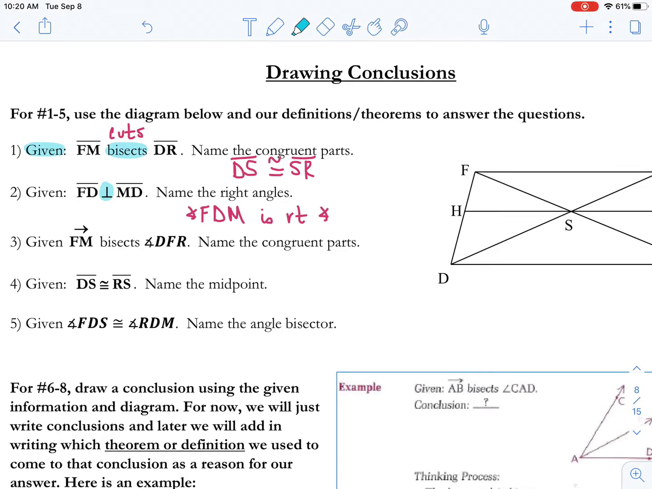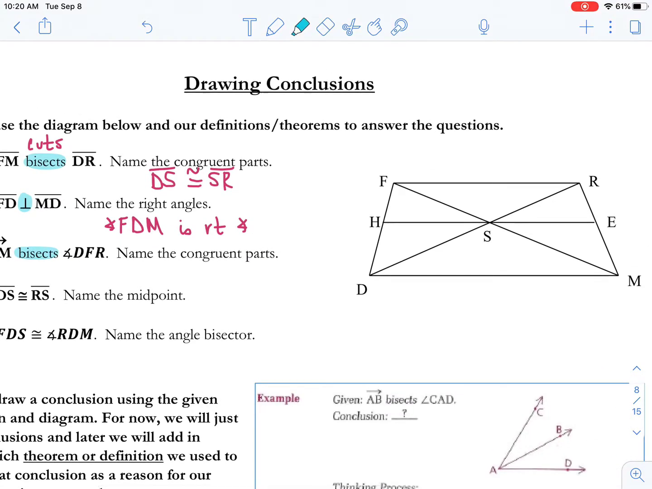Number 3, ray FM bisects angle DFR. Because of that word bisect, we know that if something is being bisected, it's being cut into 2 congruent parts. That's the conclusion we can make. So we find angle DFR. This ray is bisecting that angle, so it's dividing the angle into 2 congruent parts. We can say angle DFM is congruent to angle RFM because the angle is being divided into 2 congruent parts. That's what the definition tells us.